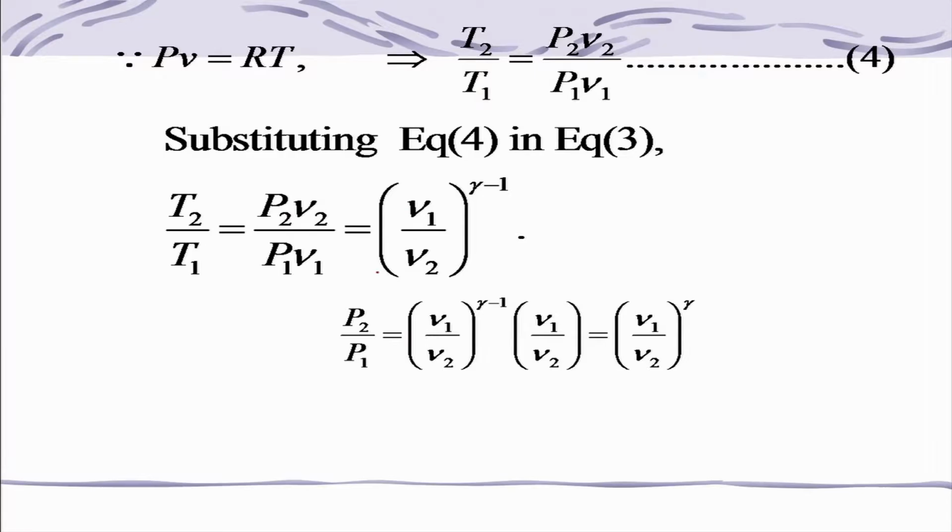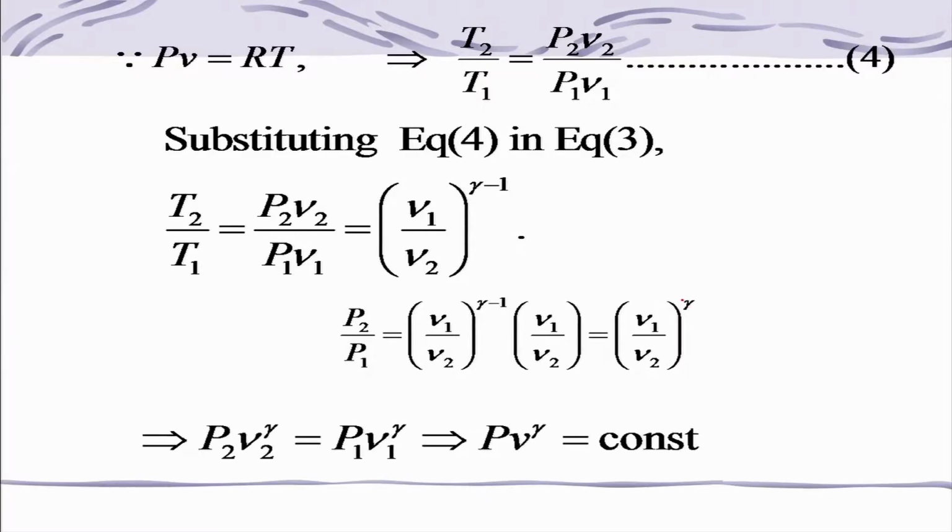So then we can evaluate very easily that P2 by P1 is equal to V1 by V2 to the power gamma minus 1 into V1 by V2, and that is nothing but V1 divided by V2 to the power gamma. That is equal to P2 V2 to the power gamma equals P1 V1 to the power gamma equals PV to the power gamma constant. So this is the relationship we keep in mind. That is easy, and you can also find other relationships between them.